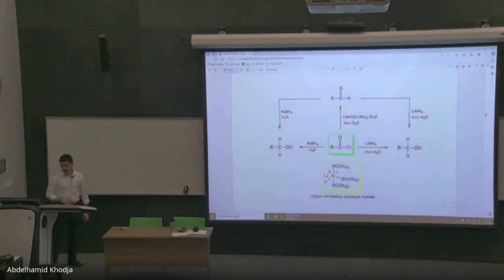Again, reactions repeating themselves. Everything on this slide is basically chapter 12, and this right here is chapter, what's the last chapter you guys took? 16B? This is 16A.